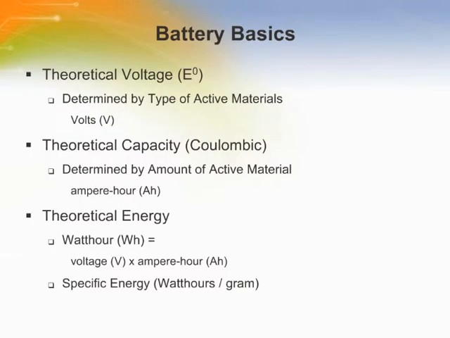A battery is a device that converts the chemical energy contained in its active materials directly into electric energy by means of an electrochemical oxidation-reduction reaction. The theoretical voltage of a battery is determined by the type of active material contained in the battery. The theoretical capacity of a battery is determined by the amount of active materials in the battery. It is defined in terms of coulombs or amp hours.